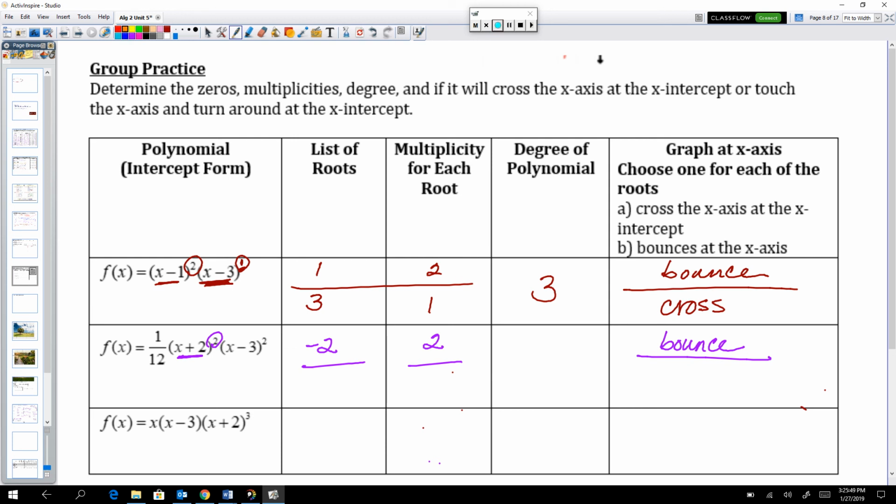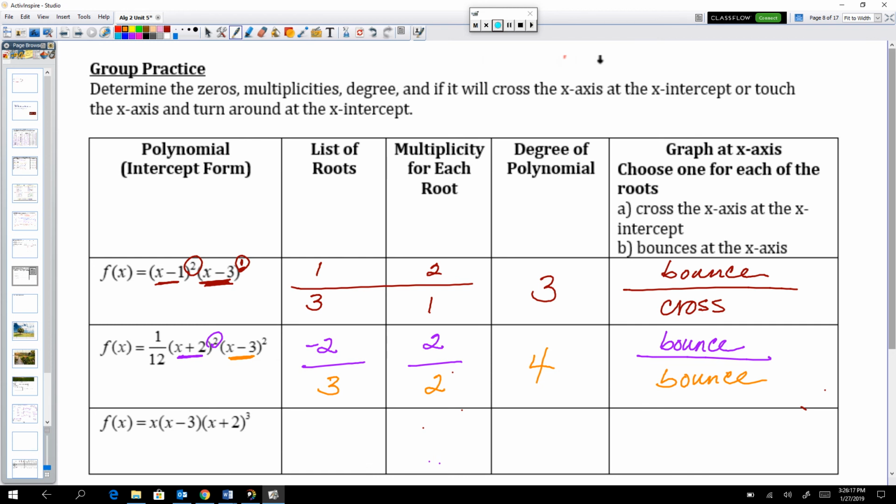Let's look at the second one. The factor of x minus 3 causes a root of 3. This particular factor has a power of 2, so the multiplicity of the root 3 is 2. Once again, that's an even number, so it must be bouncing there. The total degree of this polynomial is the sum of the multiplicities. 2 plus 2 is 4.